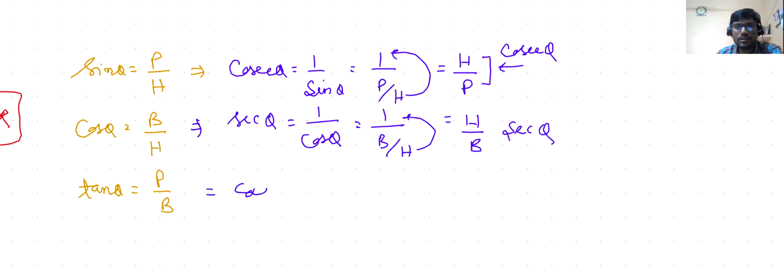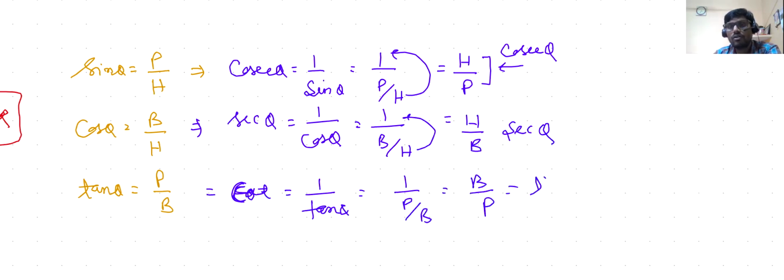Same case for the cot theta. For the cot theta, you can say it is equal to 1 upon tan theta. It would be equal to what? 1 upon perpendicular upon base, and it finally equals base upon perpendicular. For which one? It is for the cot theta, right? It is for the cot theta.